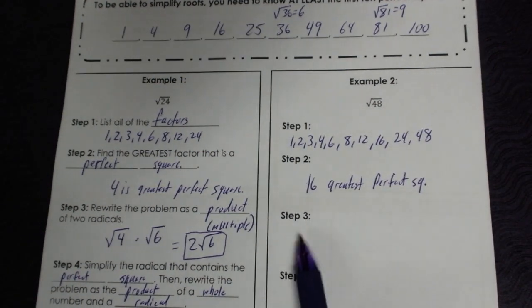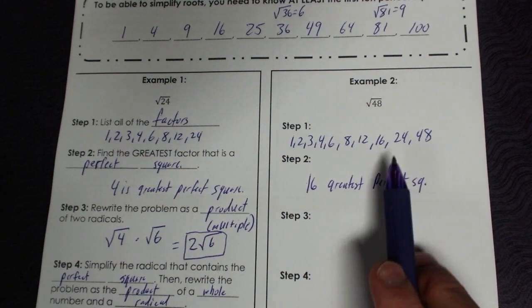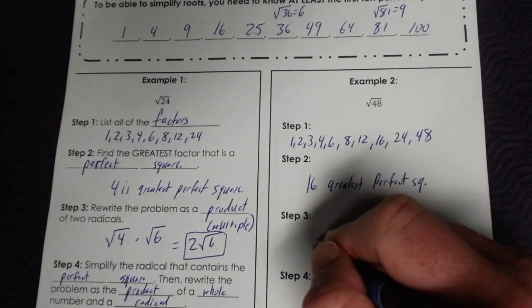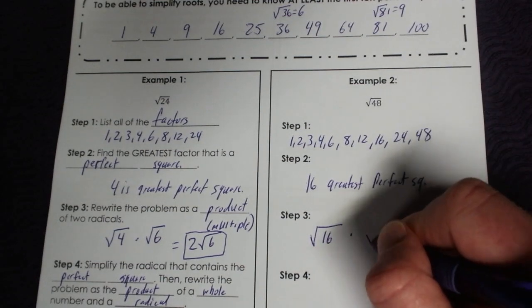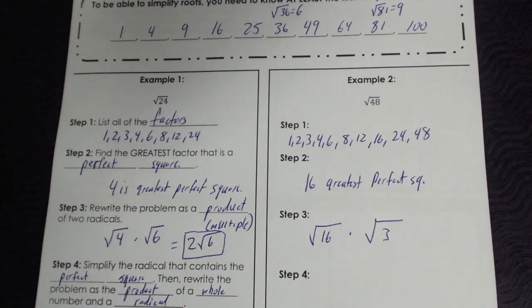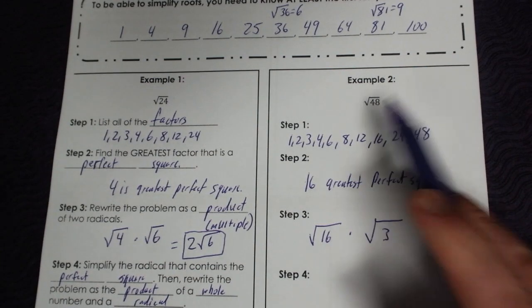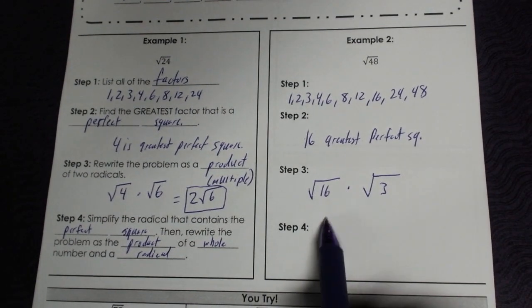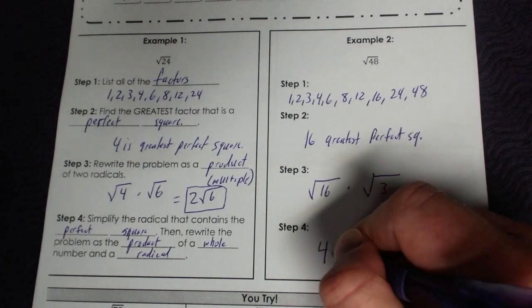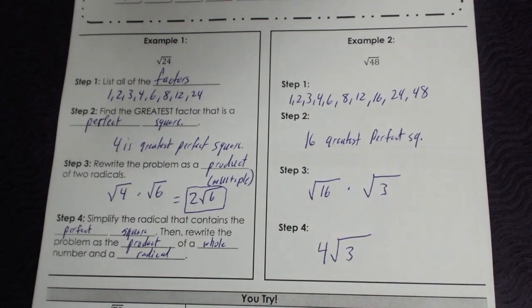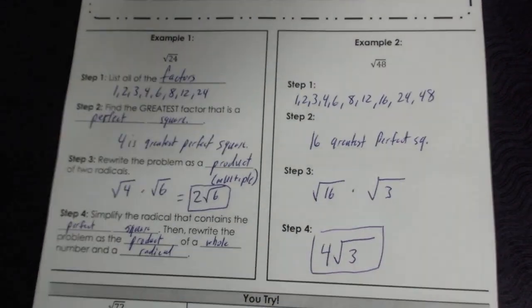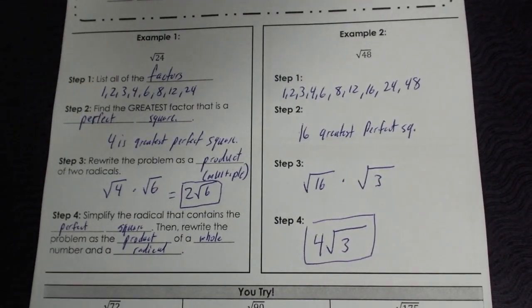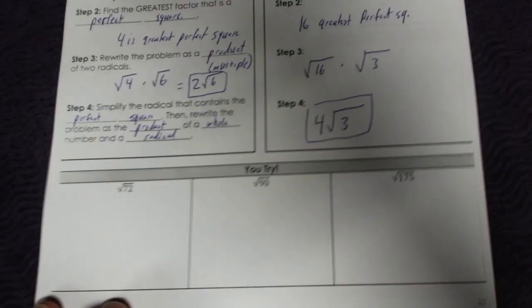Now we have to figure out what times 16 gives us 48. And we're going to write it in the radicals. We're breaking that 48 down. 16 times 3 equals 48. Now we just have to simplify it. We can't break 3 down. We can break 16 down from our perfect squares. There's our simplified form.